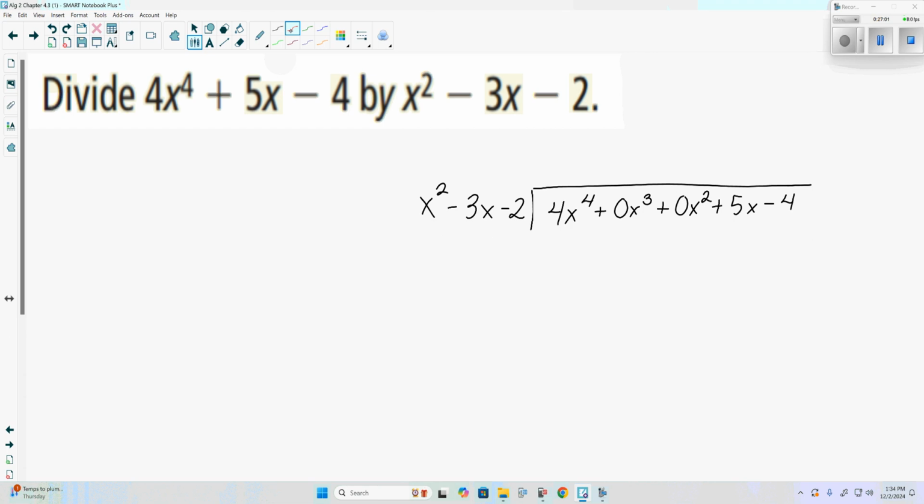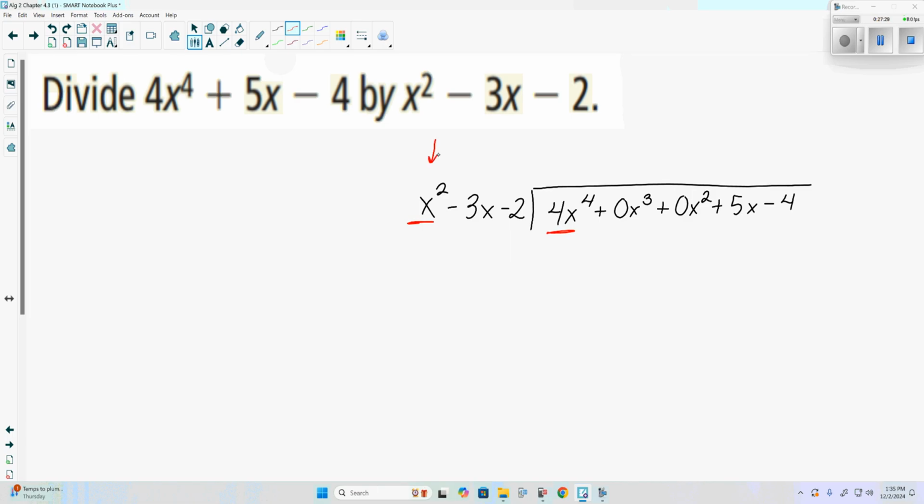Questions on how we set this up, or what we've done so far? Now the first step is going to be the same. We're trying to see what times x squared will give us 4x to the fourth. Well, the number we know has to be what? The number in front of x squared is 1, and we want it to become 4, so we have to multiply it by 4. So 4 is going to go in somewhere here.